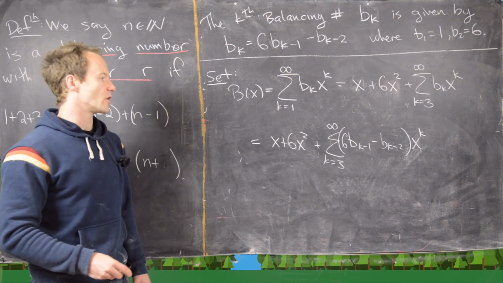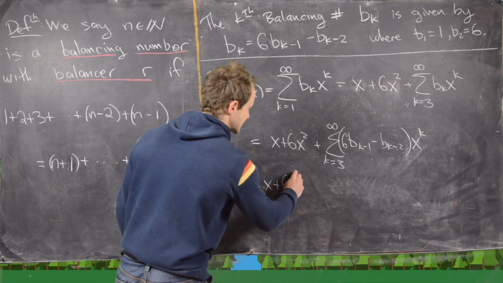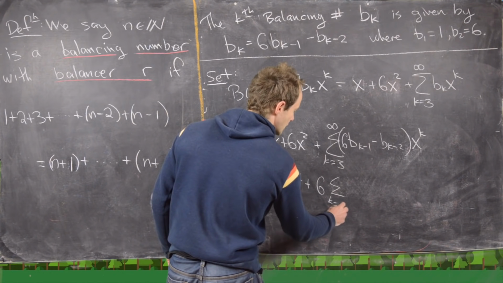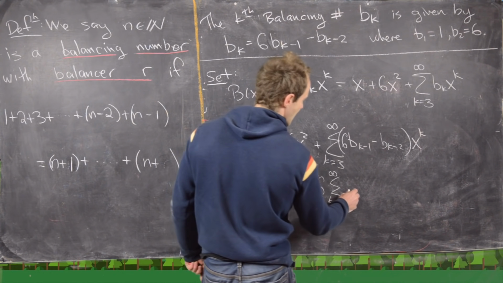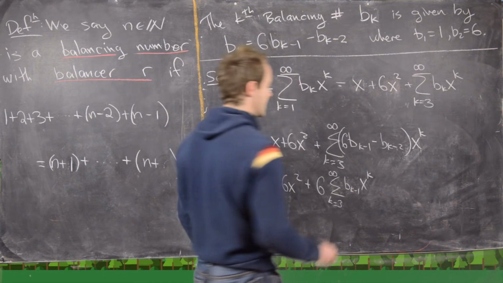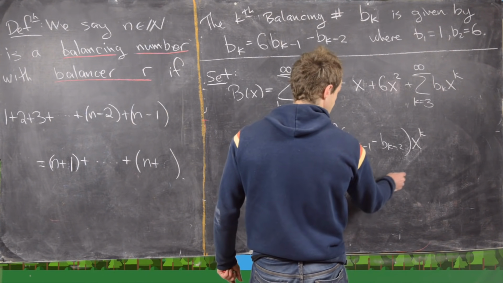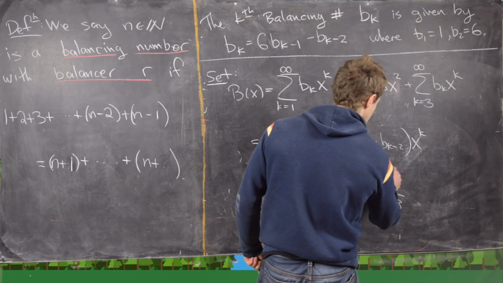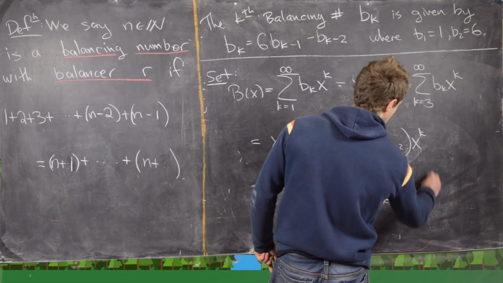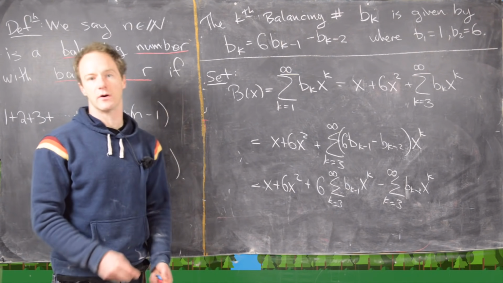Okay, so now I'll go ahead and split that sum into two parts. So we have x plus 6x squared plus 6 times the sum k equals 3 to infinity of b_{k-1} times x to the k. Good. And then minus the sum k equals 3 to infinity of b_{k-2} times x to the k. Okay, so now I'll go ahead and bring this up and then we'll keep going.